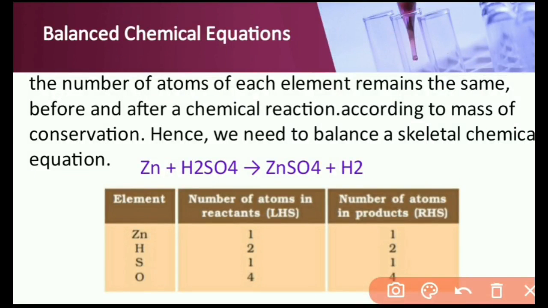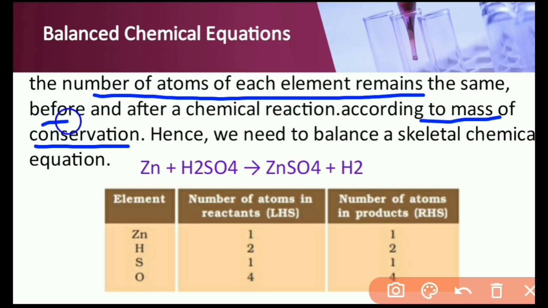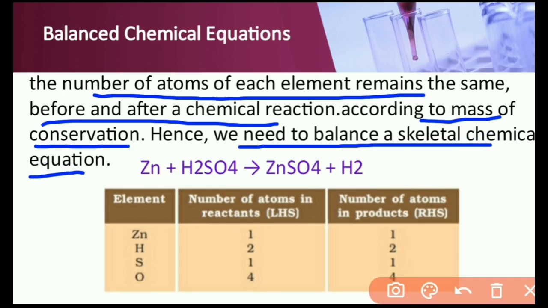Balanced chemical equation. Why do we need to balance a chemical equation? According to the law of conservation of mass, mass can neither be created nor destroyed. Therefore, the number of atoms of each element remains the same before and after a chemical reaction. Hence, we need to balance a skeletal chemical equation. So what is a skeletal chemical equation? When on both sides, reactant and product side, the number of atoms of an element is not equal, that chemical equation is called a skeletal chemical equation.